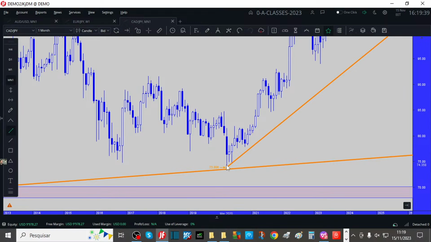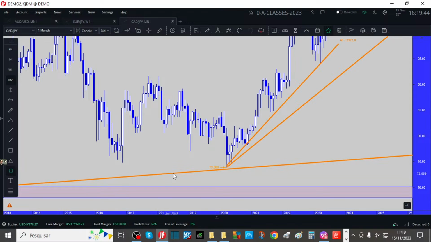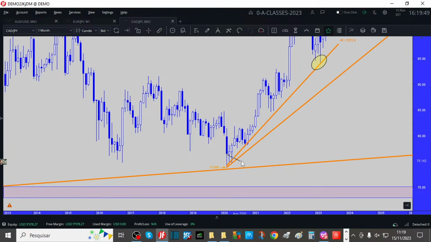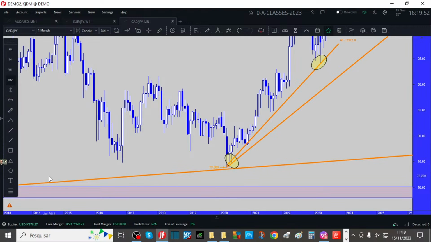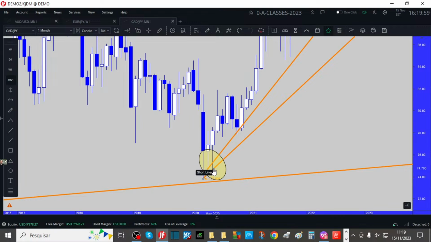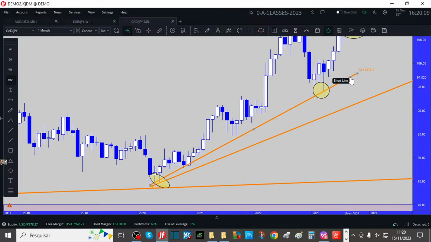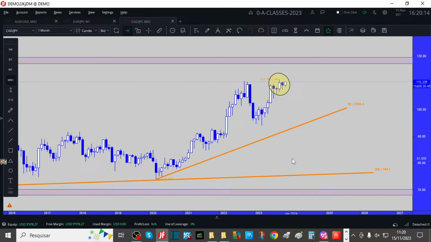Remember the rules? If I'm going to do something like this, if I'm going to connect this low instead of this low, this is wrong. Why? Because I just break the tail. I'm breaking the wick of the candle. So now this is wrong. So this is a trend line.